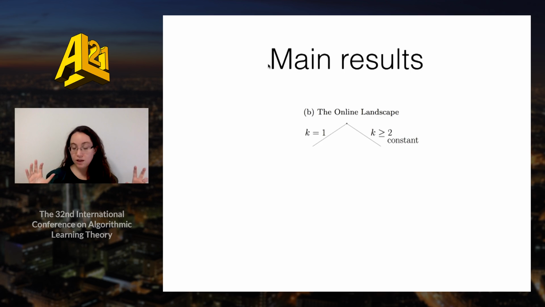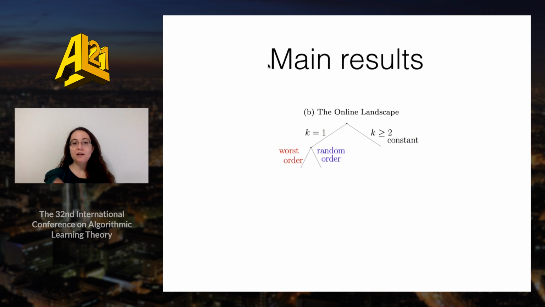Okay, so here are the main results. First, we separate the analysis depending on whether k, the number of desired centers, is equal to 1 or bigger than 1. Let's start with the case that k is equal to 1. This means that all the points are in one cluster. And the question here is, how can we find at least one good center?